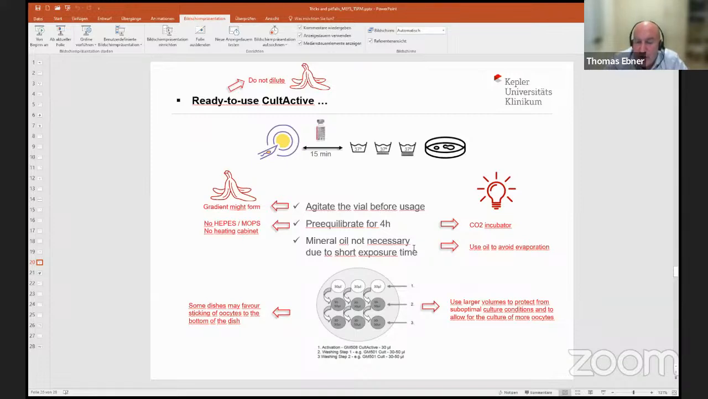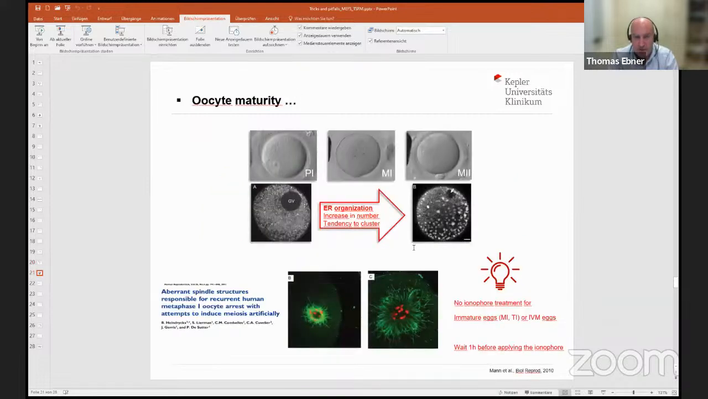So in the 30 microliter drop, you should not bring in too many oocytes, because keep in mind it needs 2 molecules of ionophore per oocyte to transport one calcium ion. And there is indeed the observation that some dishes, and actually I don't know which, may favor the sticking of the oocytes to the bottom of the dish. So this is something that we have to find out in the near future. I never observed that, but I heard it from Spain and also from one colleague from the Middle East. So this is something that we have to solve in the future.